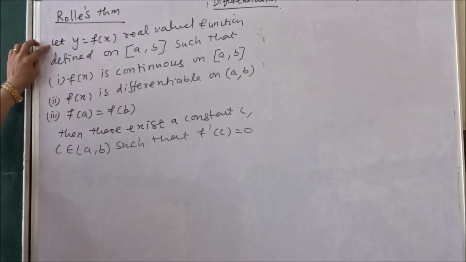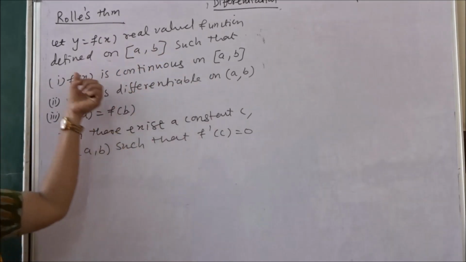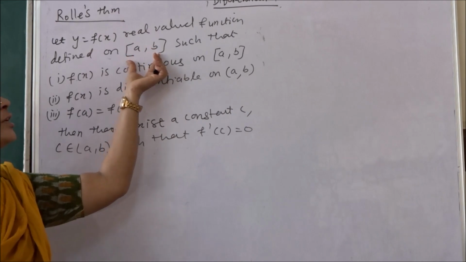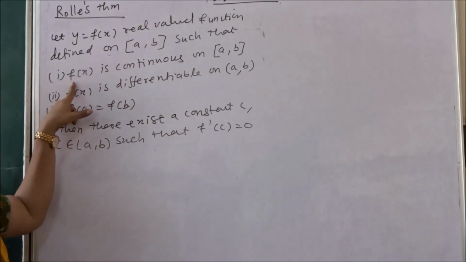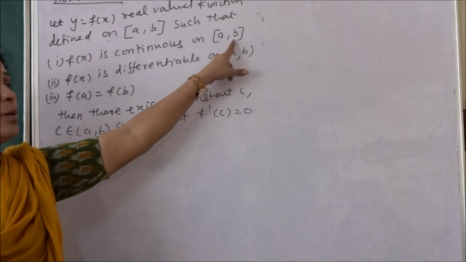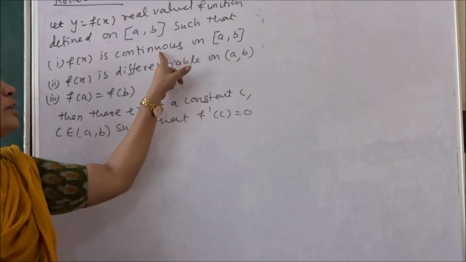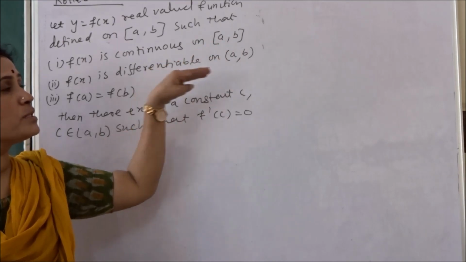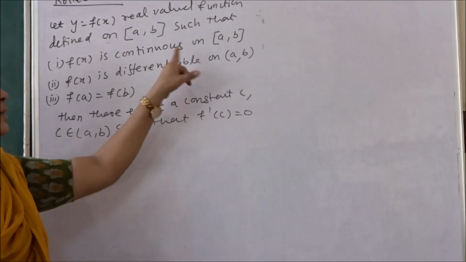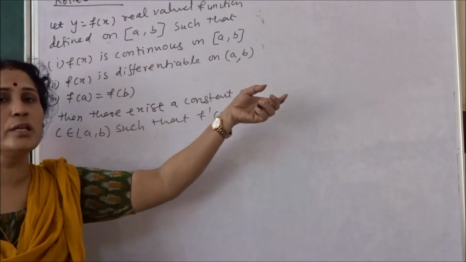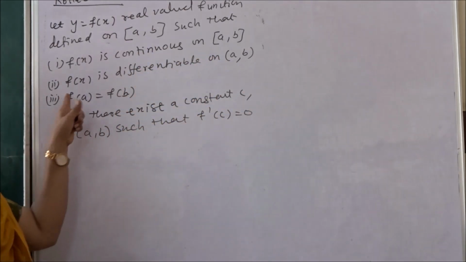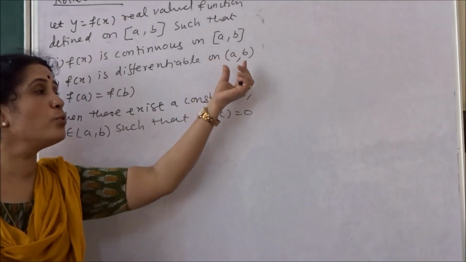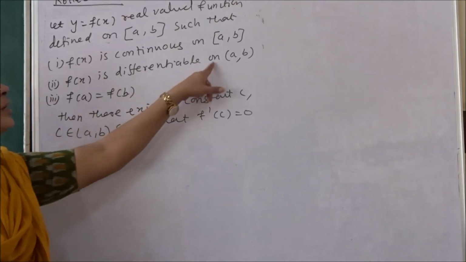Rolle's theorem says: let y equal to f of x be a real valued function defined on the closed interval a comma b, closed meaning including the boundary, such that f of x is continuous on the closed interval a comma b. Continuous means it runs from a to b without a break, that is LHL equal to RHL equal to f of x. Now f of x is differentiable on the open interval a b, open meaning excluding the boundary. Don't forget open or closed.